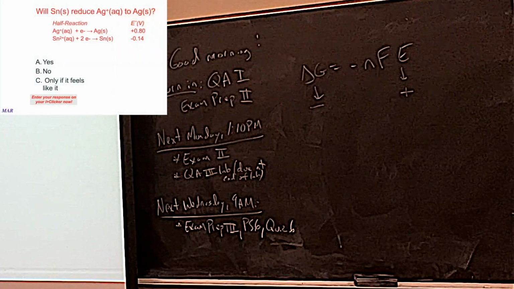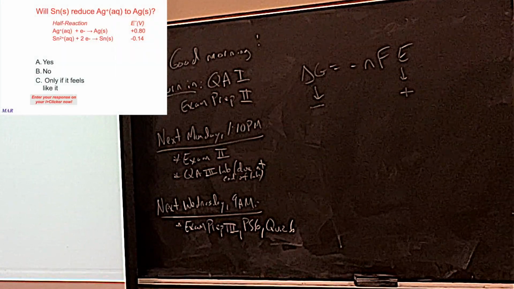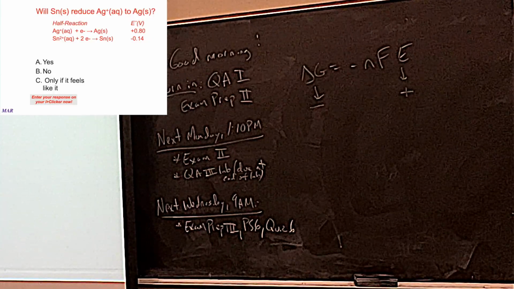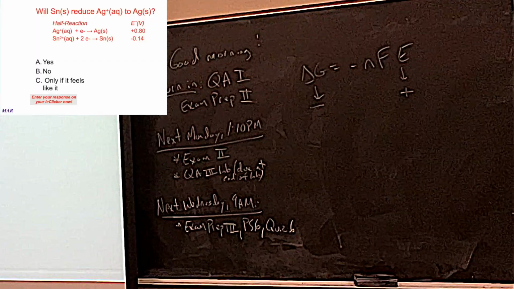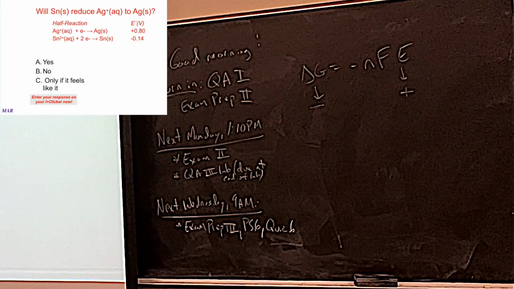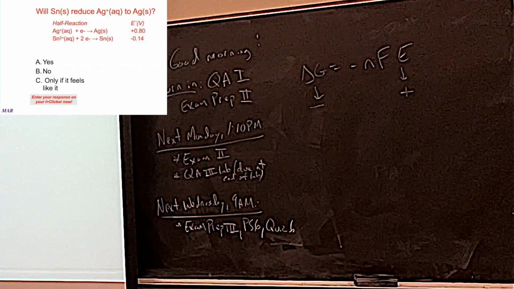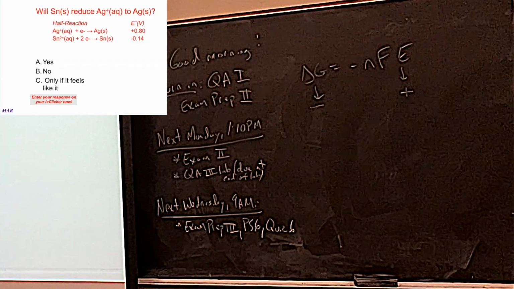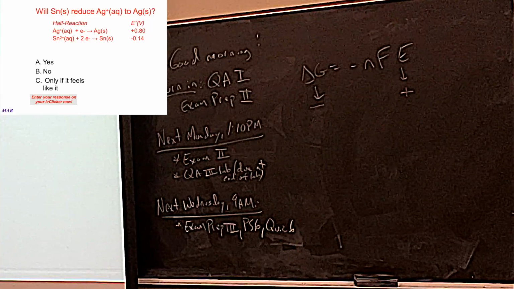If you see a question that says, will this happen? Is it going to occur? These kind of things, those are all questions about spontaneity. And really, spontaneity is delta G. So if a reaction is spontaneous, it's going to have a negative delta G. And as we've seen earlier in lectures, delta G equals minus nFE.